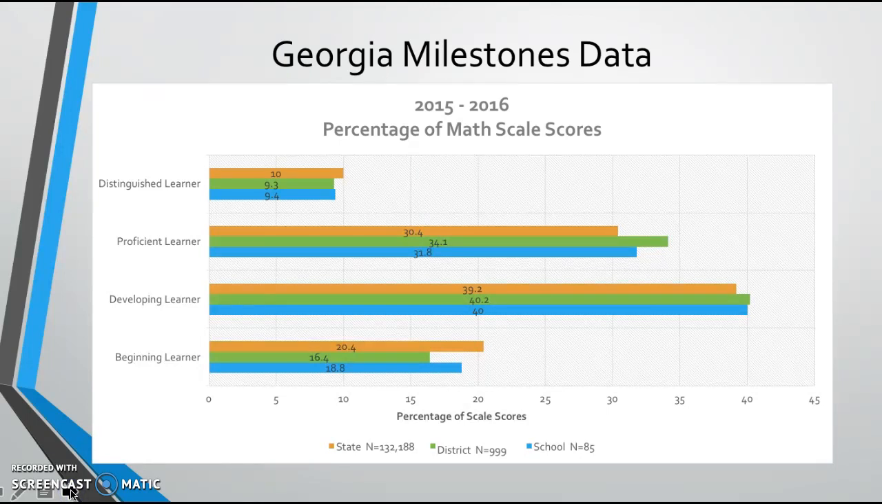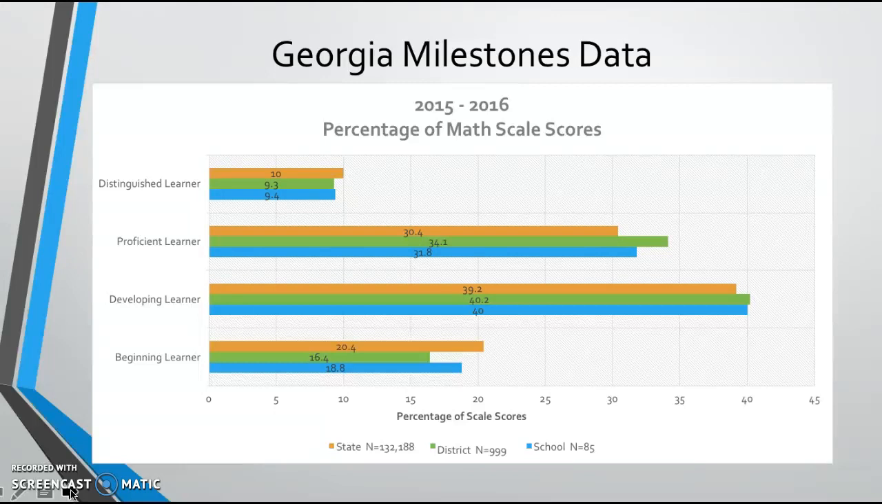Now, we are looking at the percentage of students that fell into each category in math. As you can see, Euharlee Elementary had 18.8% of students that scored as beginning learners, 40% were developing, 31.8% were proficient, and 9.4% were distinguished learners.